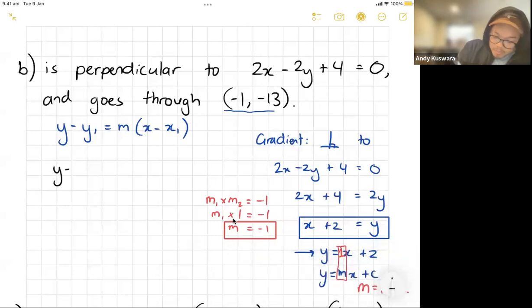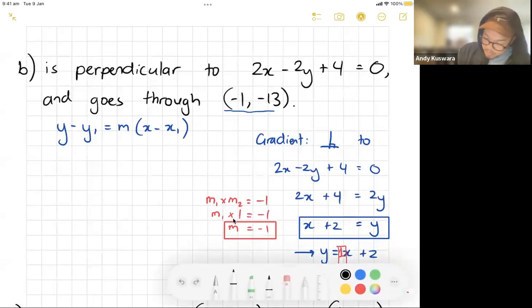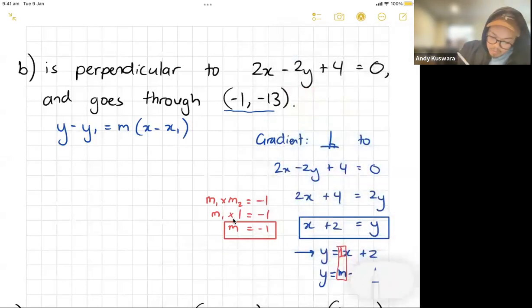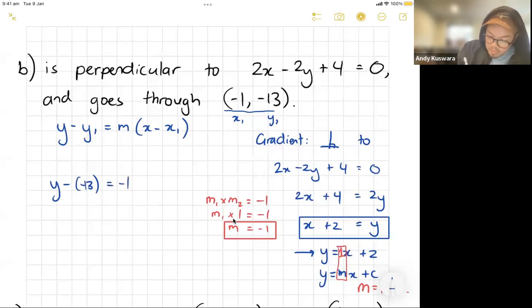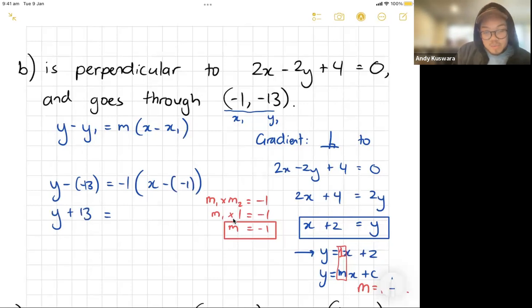I've got my y minus y1, and let's do this in blue. y minus y1, which is y minus -13 equals m, which was -1, times x minus x1. Again, note how many brackets I'm using here. This is just so I don't make mistakes. Double negative makes a positive in this case, minus times -13. And then here, I'm going to keep my minus out here while I figure out this. That'll be x plus 1.